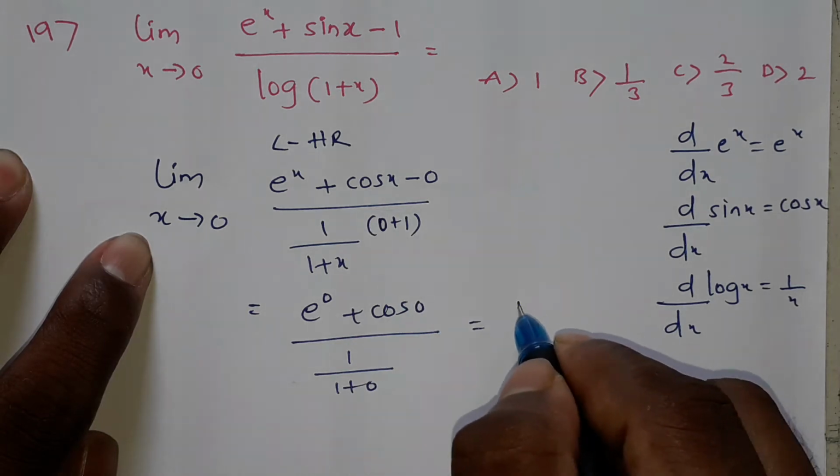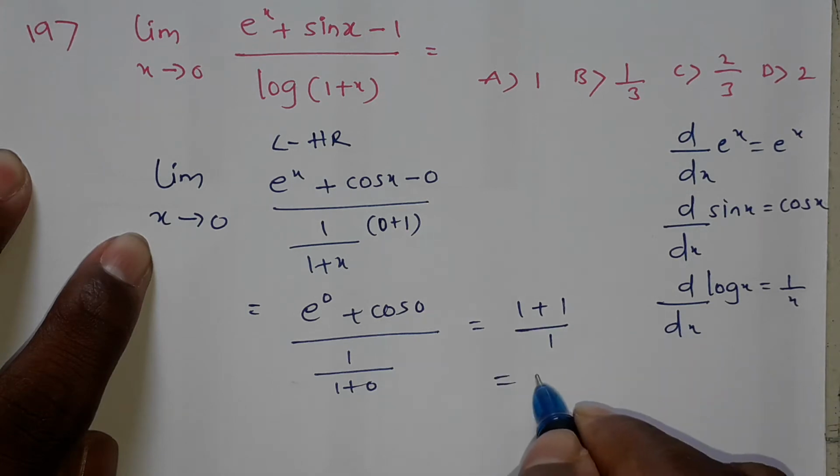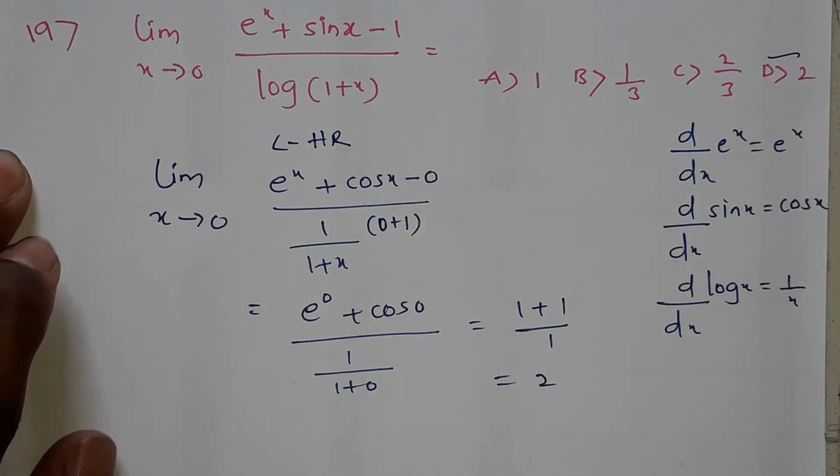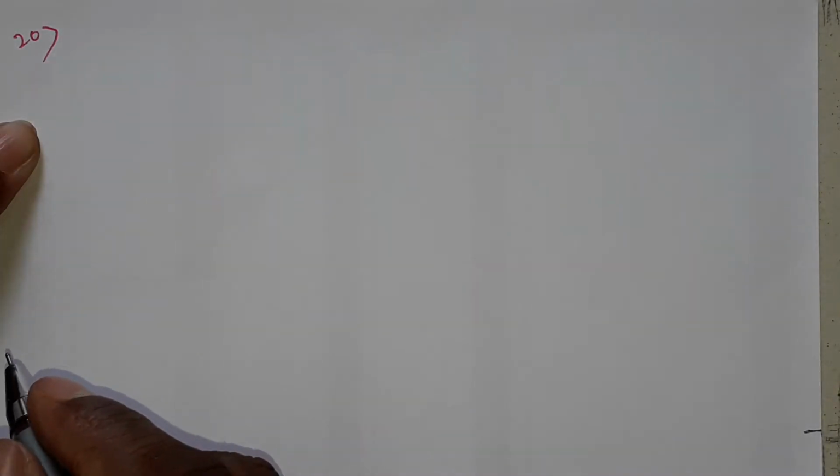Here the value is e power 0, which is 1, and cos theta value is 1, so 1 by 1. The answer is 2. Option D is the right answer. Next question, question number 20.